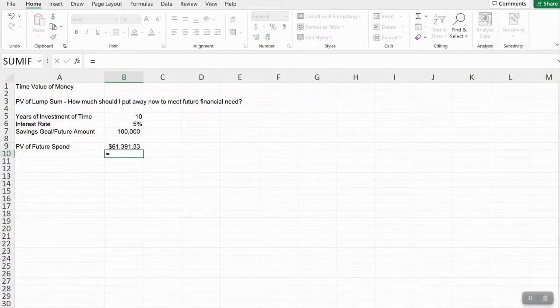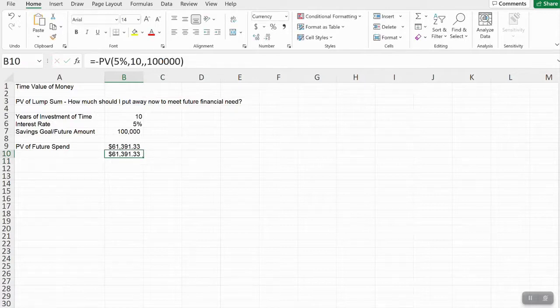If we wanted, we could say equals PV, or maybe negative if we don't want a negative number. And then we could just put in 5%, 10 years, skip the payment, and $100,000 right into the calculation and hit enter. You'll see we get exactly the same number.